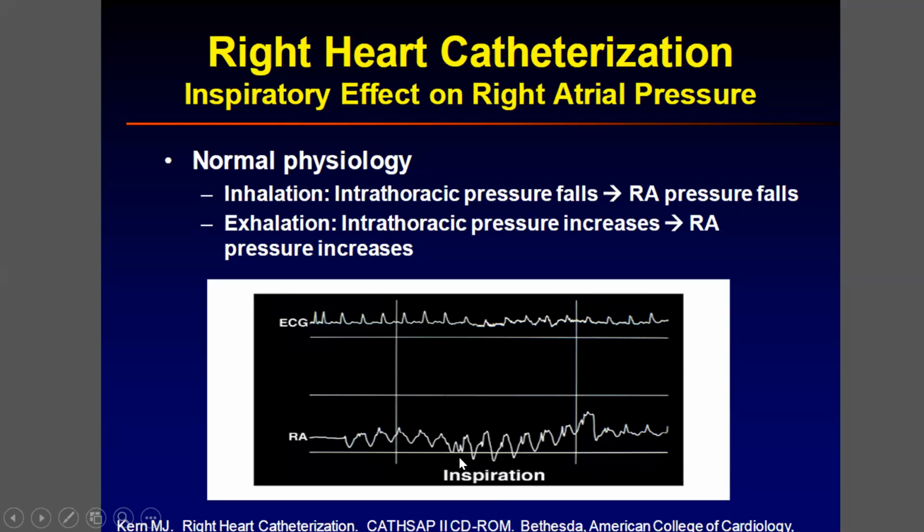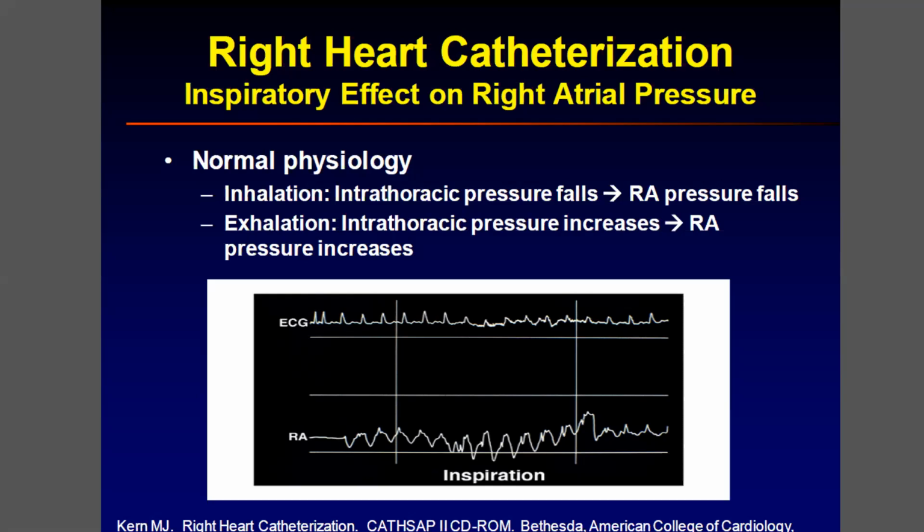So what happens to the pressure inside the right heart? As you inspire, the pressure inside the right heart actually comes down. Therefore, the flow to the right side is more. And as you expire, the pressure inside the right side of the heart goes up. Okay, so there is less flow into the right side of the heart. And this is the concept that I want you to understand.